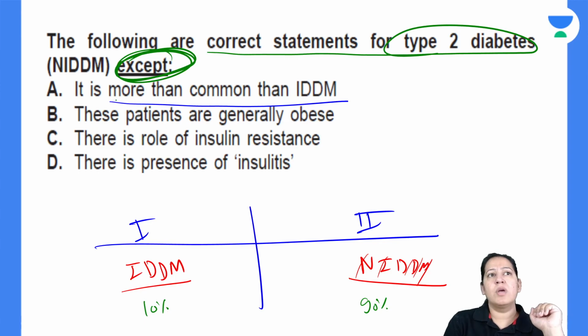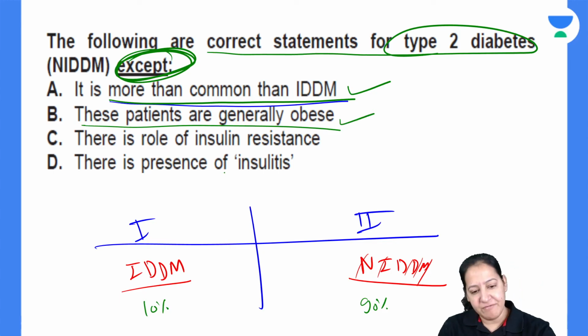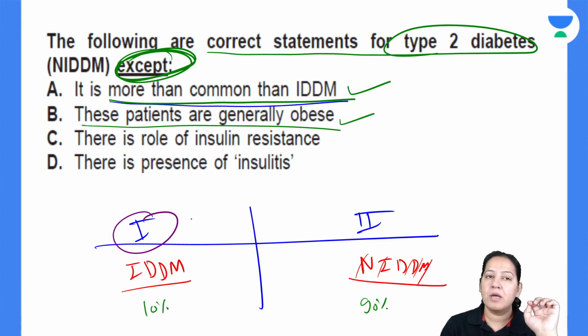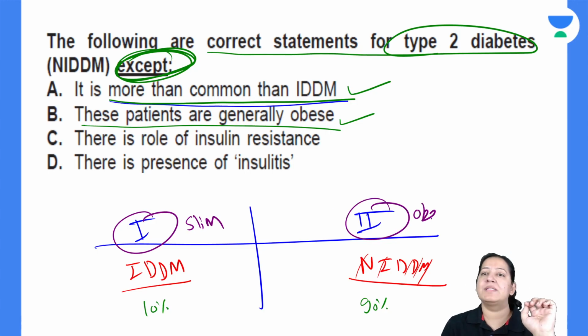Read the first statement now. Type 2 is more common than type 1. Yes, the statement is correct. These patients are generally obese. Yes, type 1 patients are generally slim, they have weight loss, and type 2 are basically obese. You have to learn this, right? These differences I have discussed in the last lecture. So this is also correct.